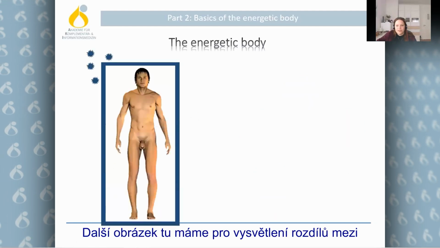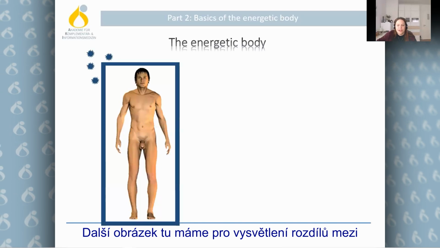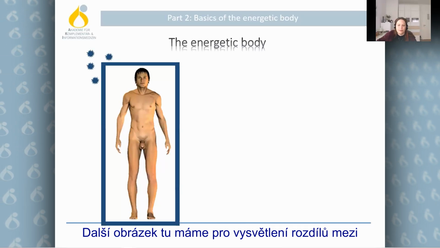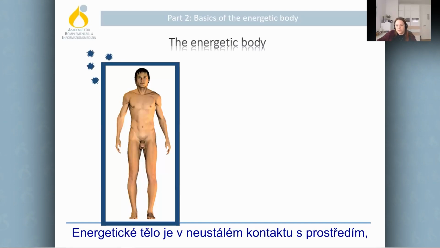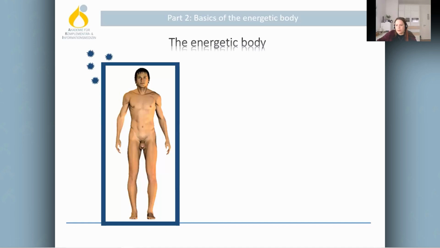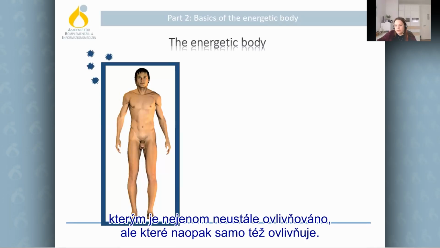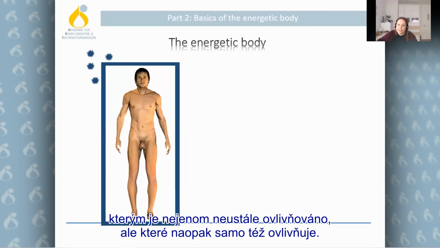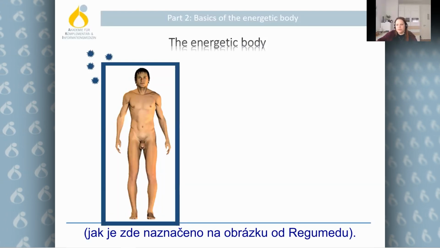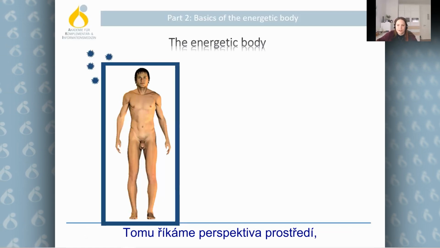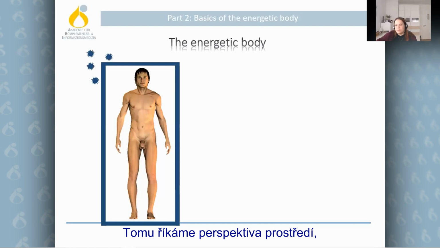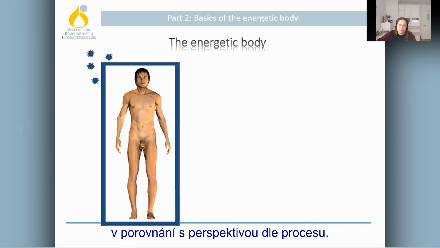The next picture I use is to explain the difference between the process and the milieu. So the energetic body is in constant contact with the environment. It's not only influenced by it, but itself also influences the environment. The same we had in the picture from Regomed, from inside to outside and outside to inside. So this is called the milieu perspective, compared to the process perspective.